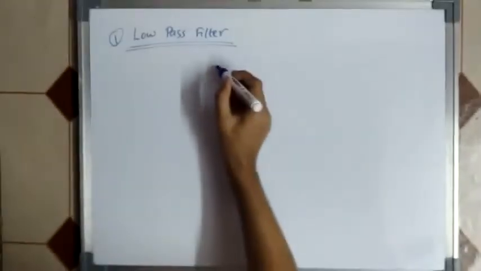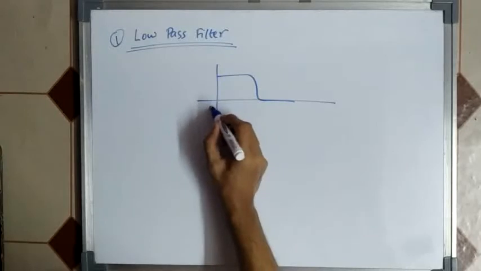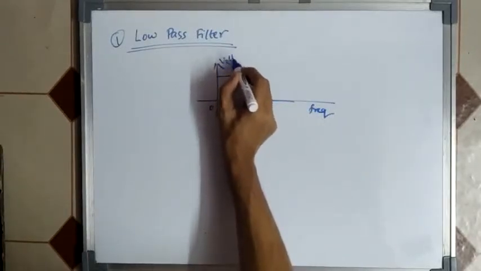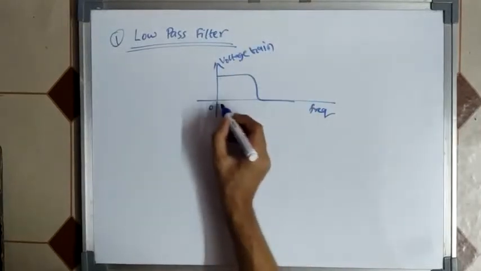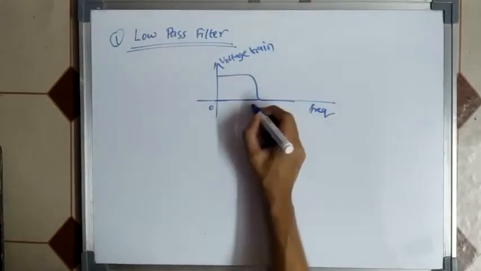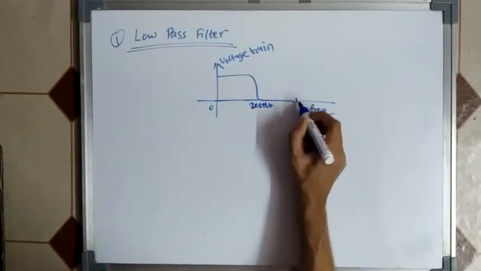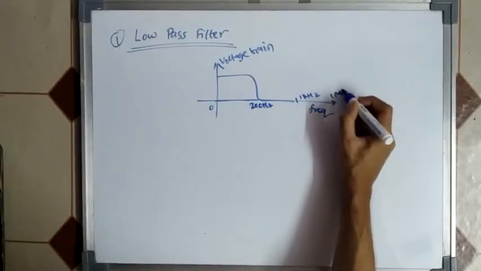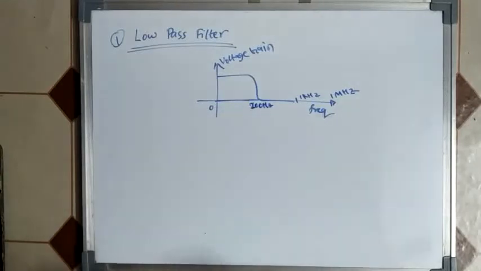The low pass filter is a filter which passes only the lower frequencies. If the x-axis is frequency and the y-axis is voltage gain, it will pass only the low frequencies. Suppose this is 200 Hz and this is 1 kilohertz, and this is 1 megahertz. So it passes only the low frequencies, and high frequencies will be rejected.